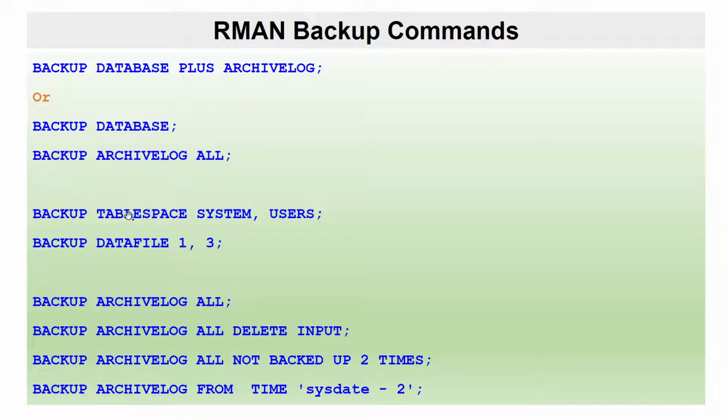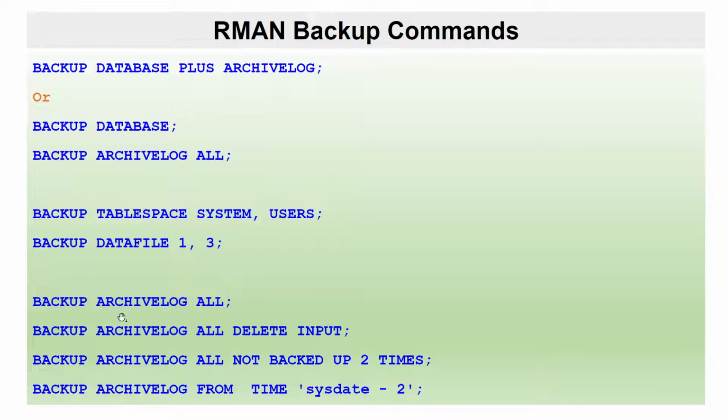If you just want to take the backup of particular tablespaces, you can say backup tablespace system, users. You can also specify just one tablespace, so backup tablespace system is also fine. Or if you want multiple tablespaces, you can say backup tablespace system, users, or you can specify more than 2 as well. Similarly, you can take the backup at the data file level: backup data file 1, 3.